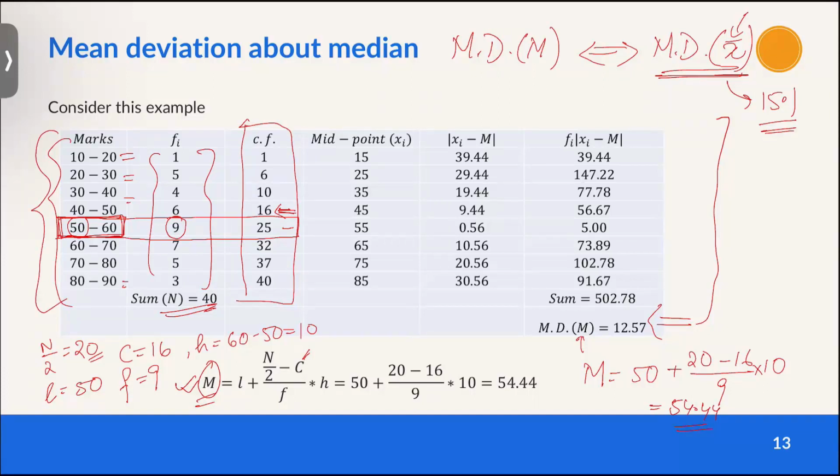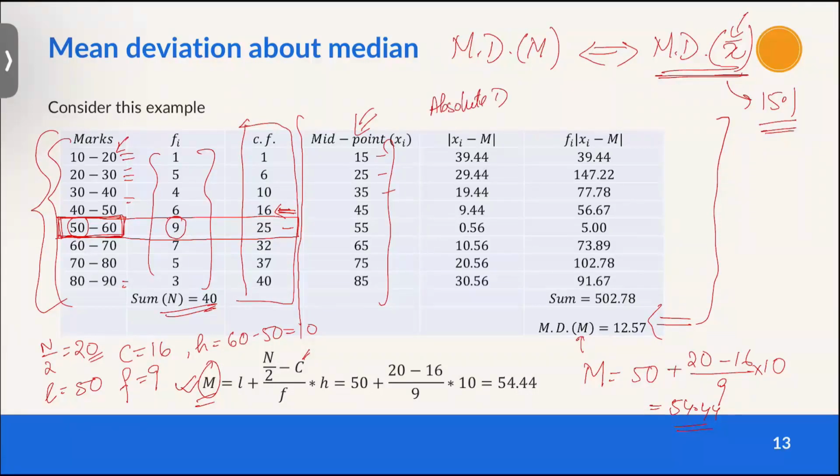After that, everything is the same. You calculate the midpoint. What is the midpoint of the first data? 15. Second data, it is 25. Third data, it is 35, and so on. You calculate the midpoint of each data. Now, you take the absolute deviation.